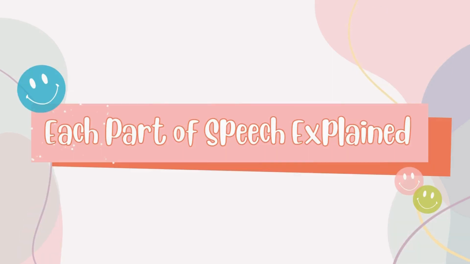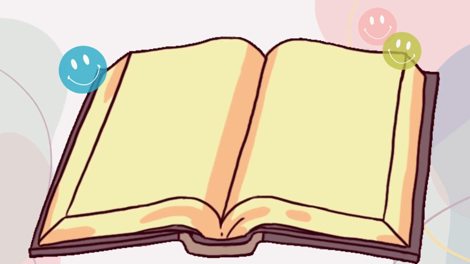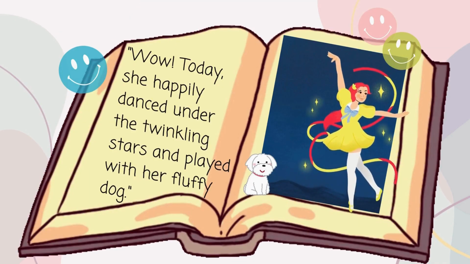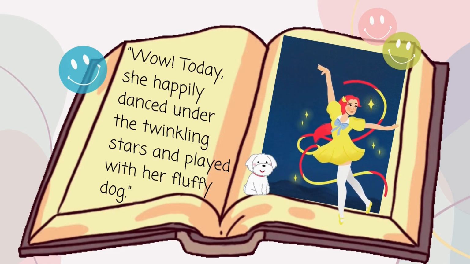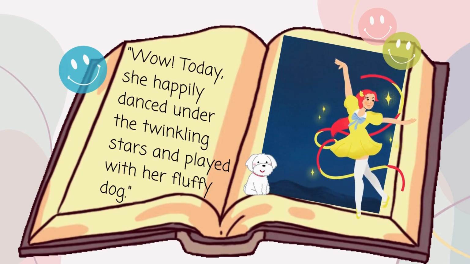Now, we're going to identify the parts of speech in a given sentence while understanding what each part of speech is. Look at the following sentence. Wow! Today she happily danced under the twinkling stars and played with her fluffy dog. Would you like to organize the parts of speech in this sentence?